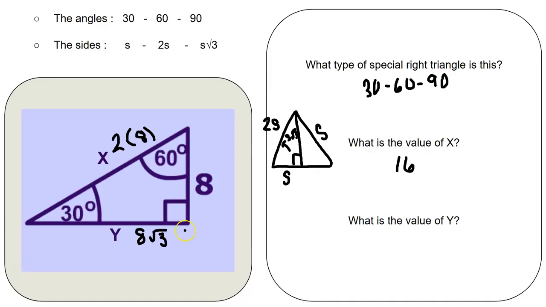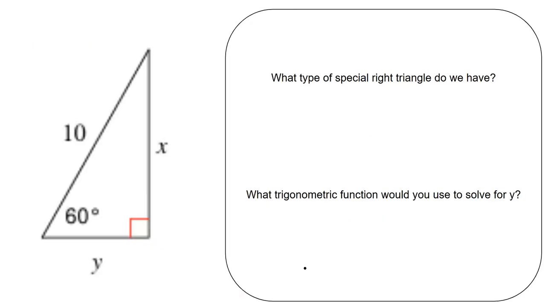What is the value of y? 8 times the square root of 3, which is 13.85640. Let's just go ahead and round this to the hundredths place. So we're going to use this 6 to give this 5 a shove. So we're going to say that this side is 13.86 for the value of y.